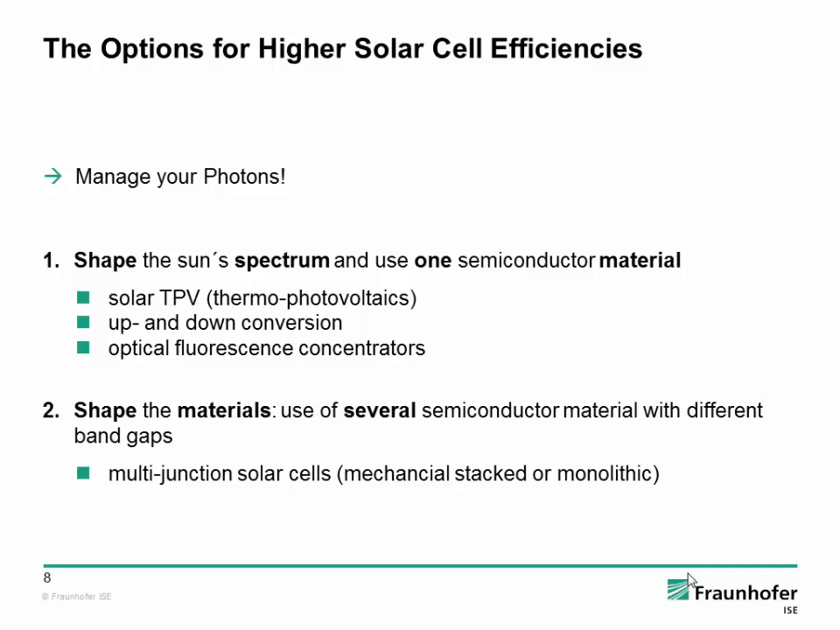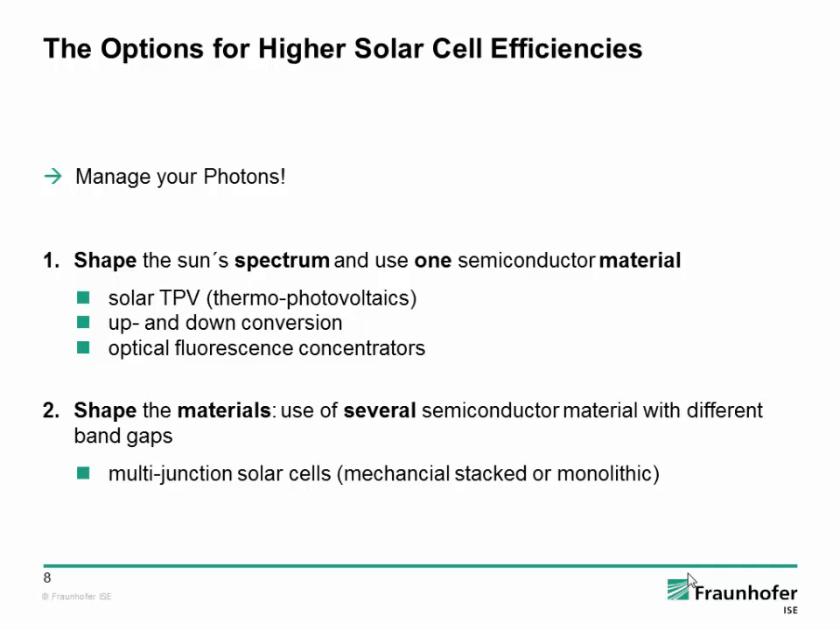So what can we do to increase the efficiency of a solar cell? The simple answer is we have to manage our photons. And there are in principle two ways. One is more on the optical part, so we can shape our sun spectrum and use one semiconductor material. Some of these approaches are well known, and I don't want to discuss them here. We call some of these solar thermophotovoltaics, where we have an absorber which transforms the broad solar spectrum into a monochromatic light source. We can have up and down conversion or optical fluorescence concentrators.